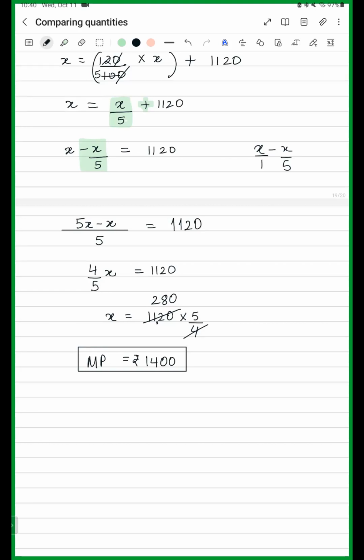Shall we move on to the next question? Yeah, read it. If the marked price of an article is rupees 1,200 and the discount is 12 percentage, then the selling price of the article is the option. So first let's write down: marked price is rupees 1,200. Then discount is 12 percentage.